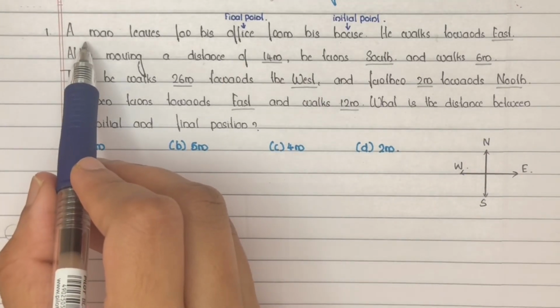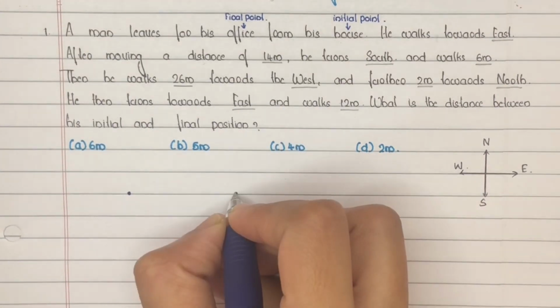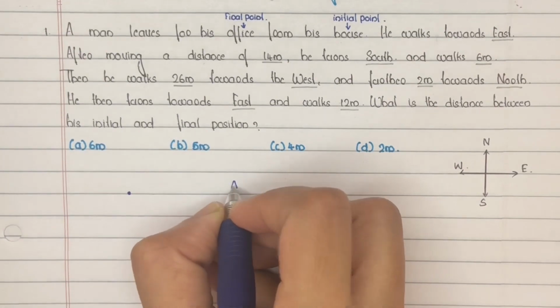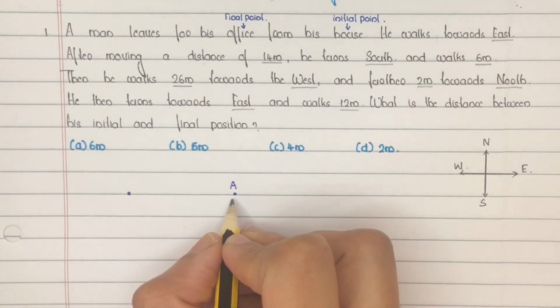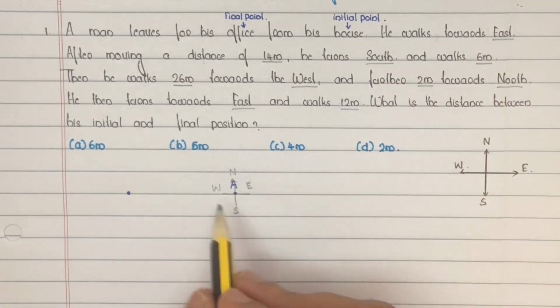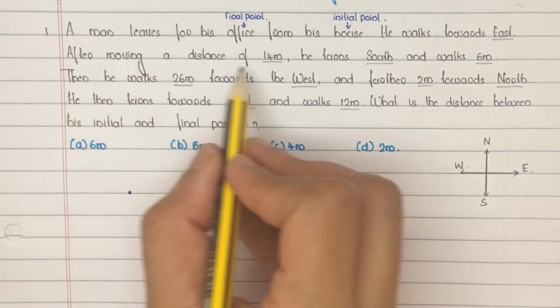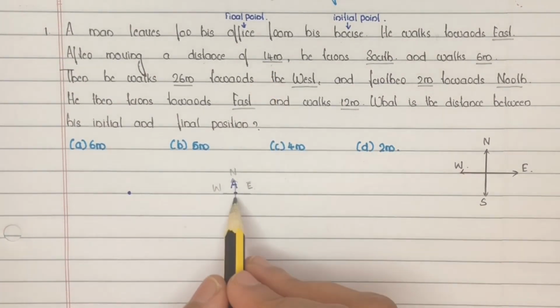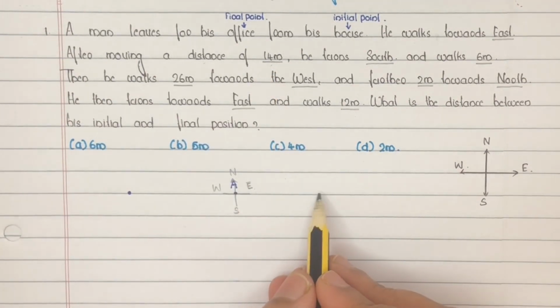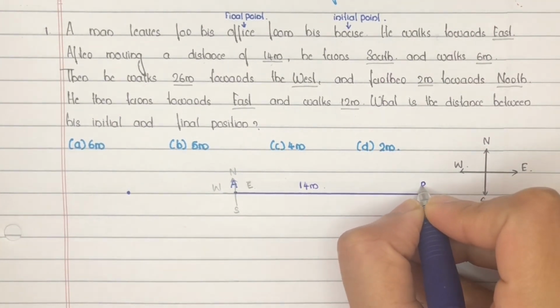The man starts his journey from his house, right? Initial point house. Mark this point as A. Now the man is at A. Mark rough direction at A. He walks towards east, towards the right side, after moving a distance of 14 meters. So he walks 14 meters towards east. Now he has reached that point. Mark this point as B.